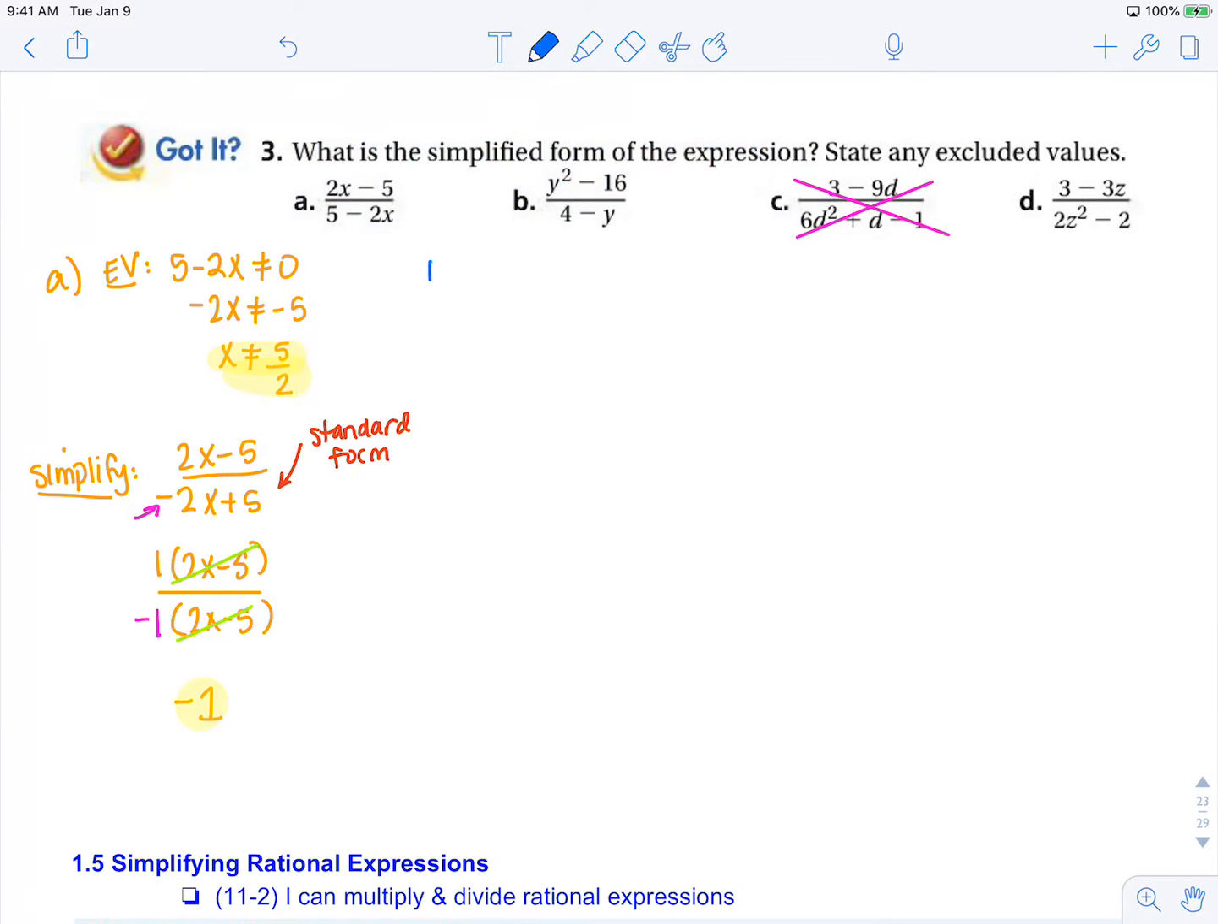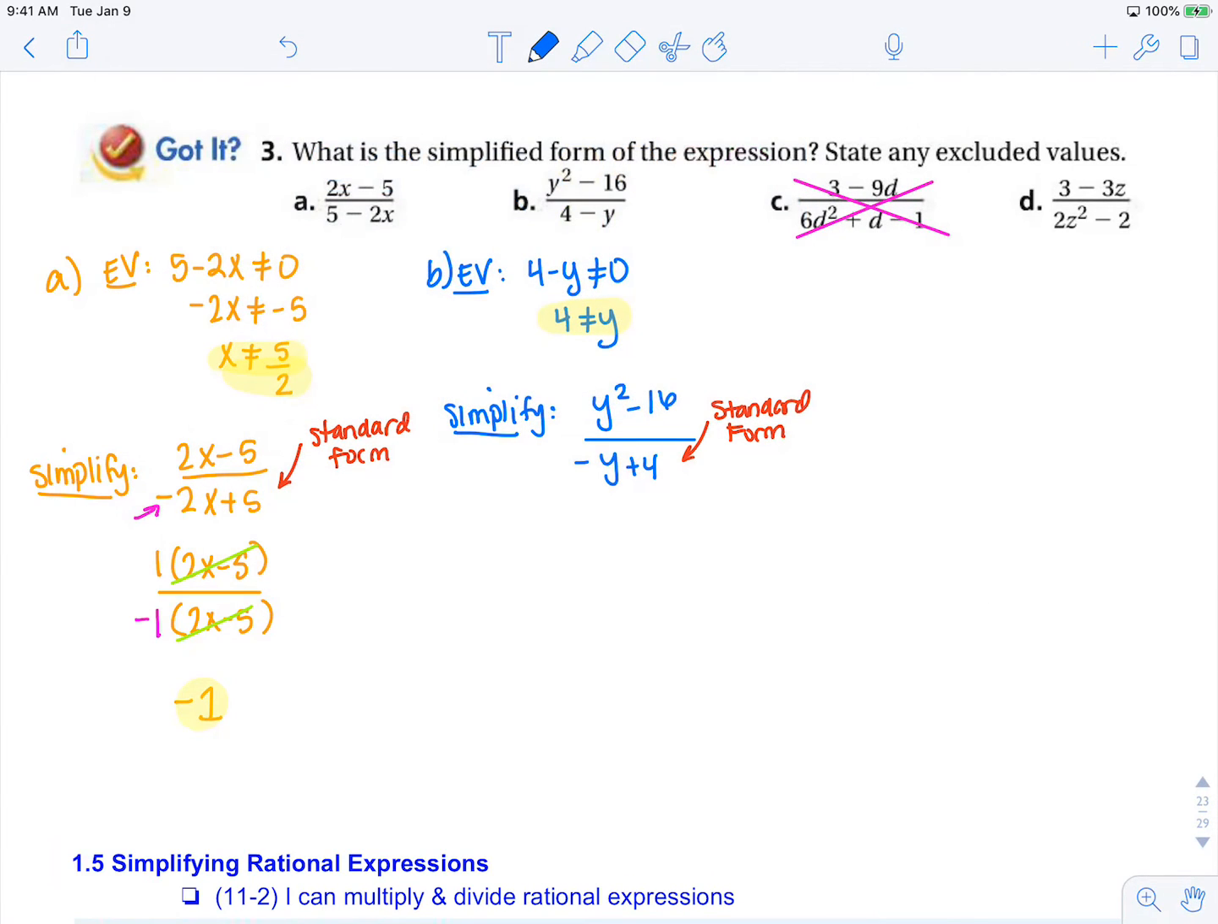So for part B, my excluded values, 4 minus y cannot equal 0. If I add y to both sides, 4 cannot equal y. So now I need to simplify. First, I'm going to make sure that everything is in standard form, and my denominator is not. So I'm going to rewrite it. So this is standard form.